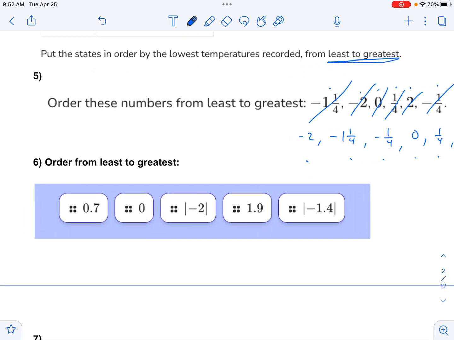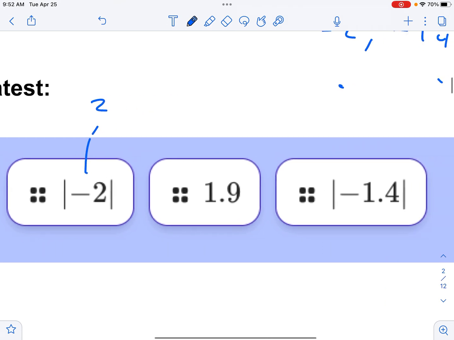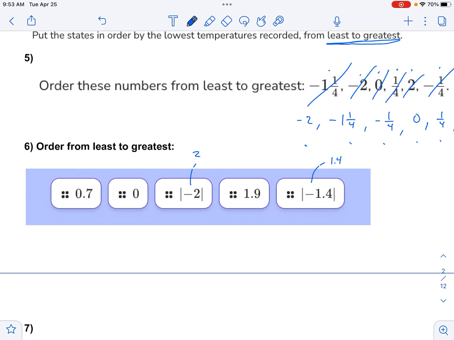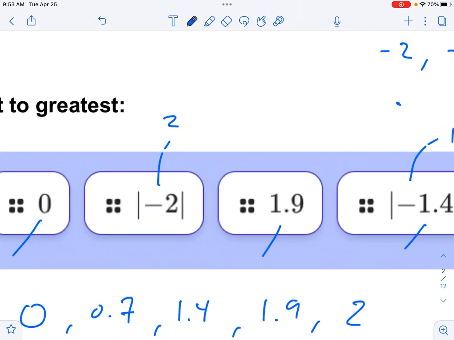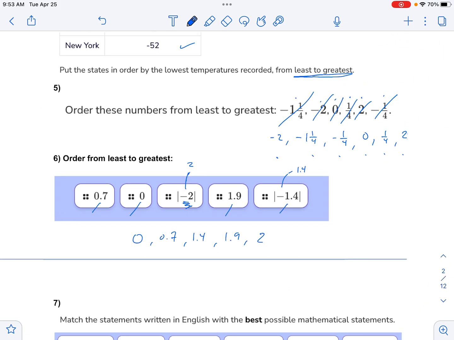Number 6, order these from least to greatest. Now this is absolute value, which is distance from 0. So right above it, I'm going to change it to what its real value is. -2 is 2 away from 0, so I'm going to think of it as that one. And -1.4 is 1.4. So I'm going to plot those numbers instead. Oh, nothing's negative here. Everything's positive. So I've got 0, that guy. The next smallest number is 0.7. Next smallest one is 1.4. Then 1.9. And then 2. Even though it says -2, the absolute value of -2 is how far away it is from 0, so the value of that one is actually 2.